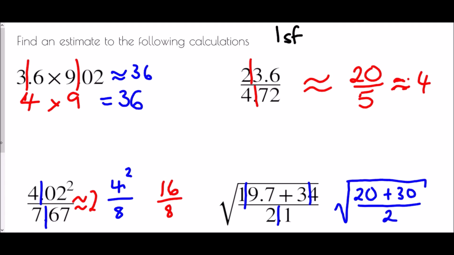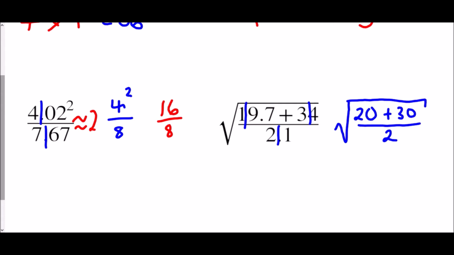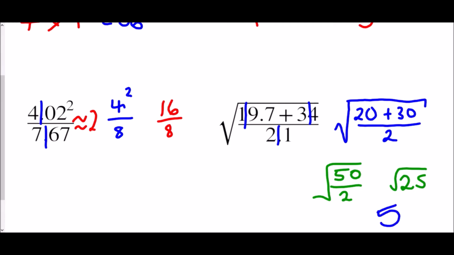And if we keep going with this, we just need to work out each of these elements. So 20 plus 30 is 50, and that's still over 2, and it's still the square root. And 50 over 2 is 25, and so I'm looking for the square root of 25, and the square root of 25, well, that is 5. So this question, the answer is approximately 5.